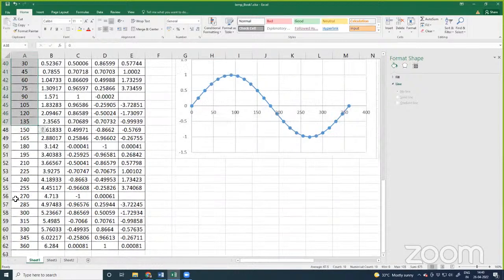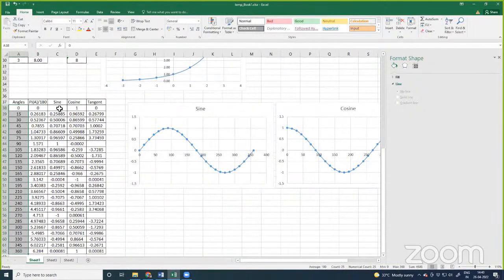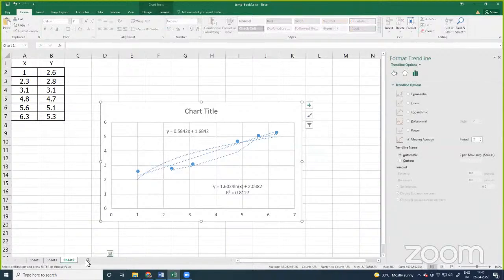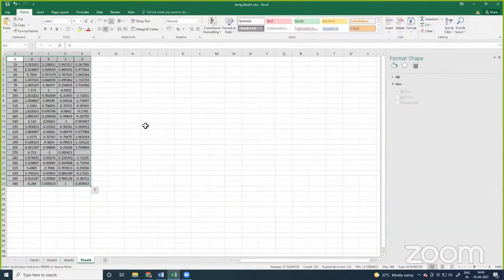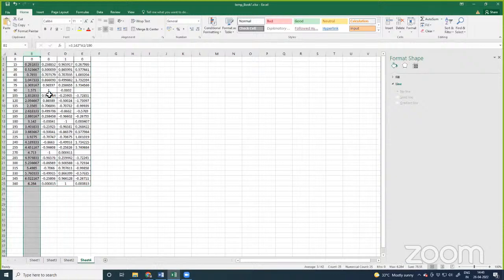See, for example, I will plot for the sine. Let it be here. Sorry, no, I will choose this. For plotting, I will go for a new page. Fine. This is not required.